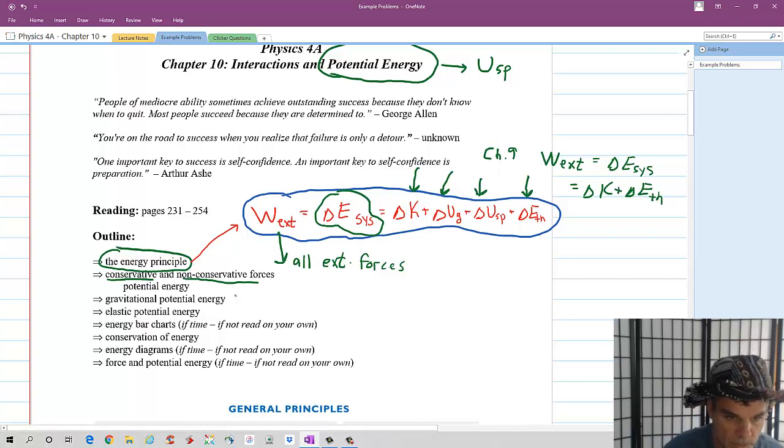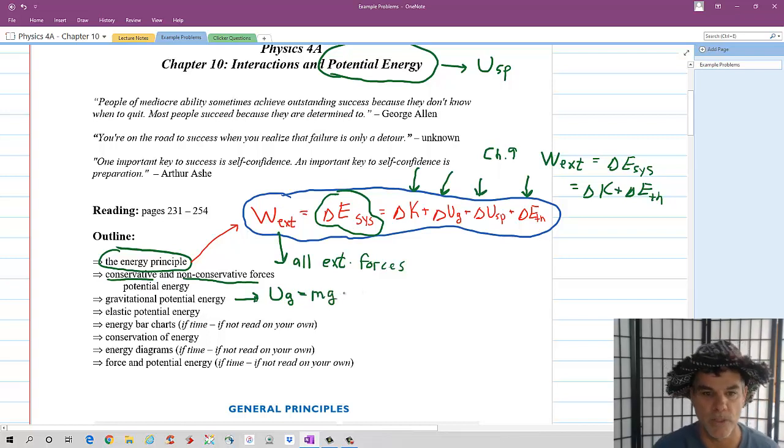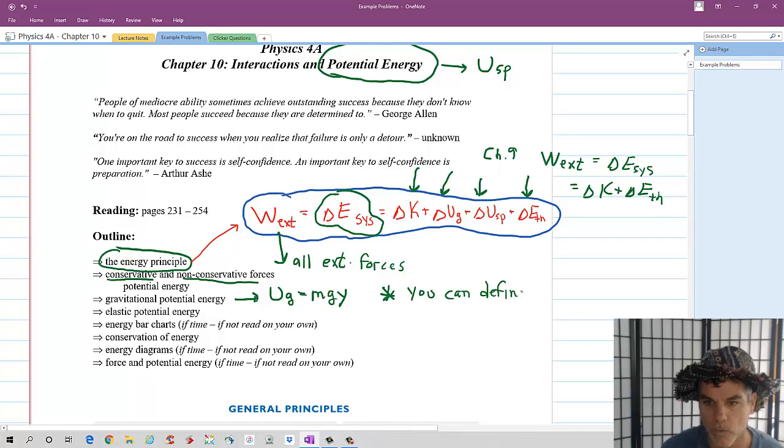So gravitational potential energy, we'll go through very easy. It's just equal to the mass of the object in kilograms times g, 9.8 meters per second squared, times the elevation in meters. And one thing that's going to be important for this is you can define y equals 0 anywhere. In essence, you're just defining your origin.